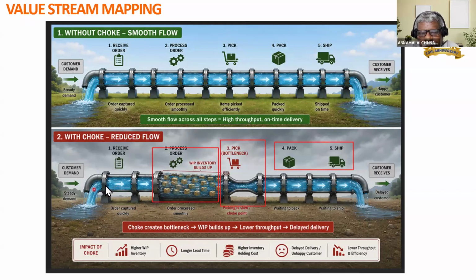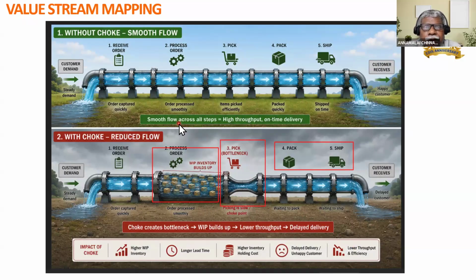So if you are expected to produce at the rate of 1,000, but because of the choke point you are able to produce only 500, then your output is going to be only 500. That means your delivery time to the customer is going to be delayed. So the impact of the choke point is higher WIP inventory, longer lead time, higher inventory holding cost, delayed delivery and unhappy customer, and lower throughput and efficiency. That's the problem faced by most of the companies.